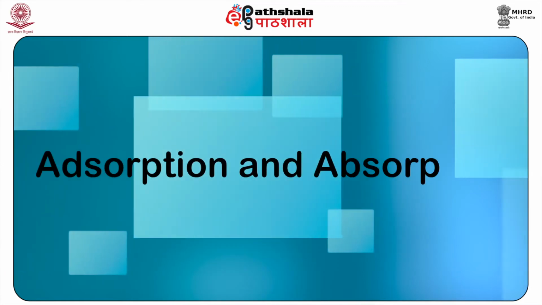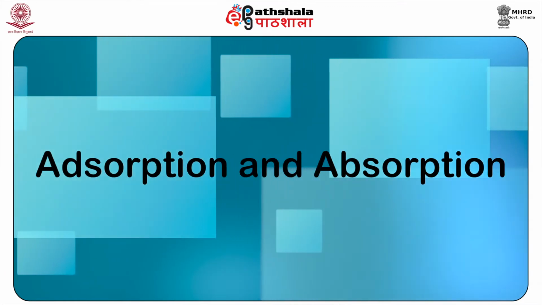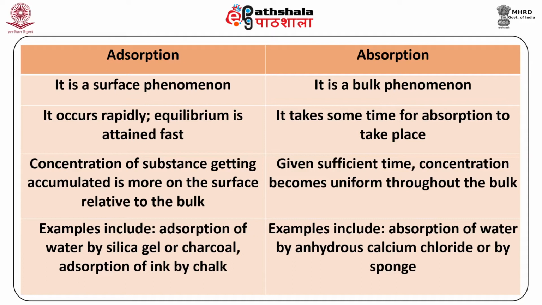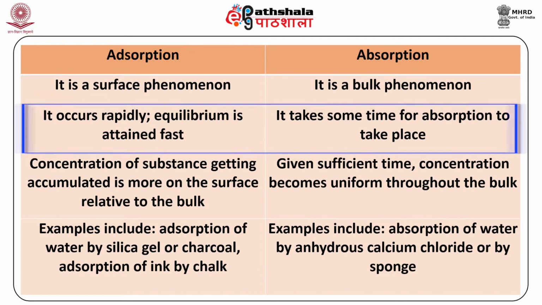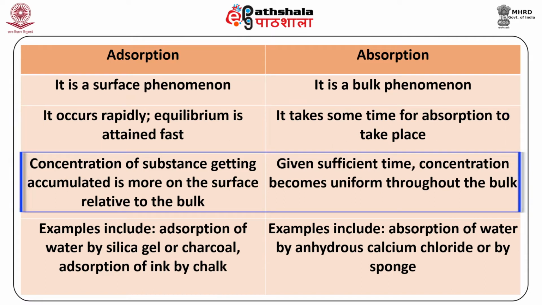Now we shall see the difference between adsorption and absorption. The term adsorption can be easily distinguished from absorption. The table shows the differences between the two processes. Adsorption is a surface phenomenon, whereas absorption is a bulk phenomenon. Adsorption occurs rapidly, that is, equilibrium is attained fast, whereas absorption takes time. The concentration of substance accumulated in adsorption is more on the surface relative to the bulk, whereas in absorption, given sufficient time, the concentration becomes uniform throughout the bulk.